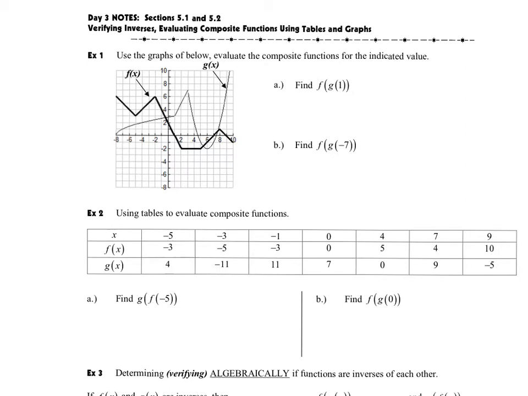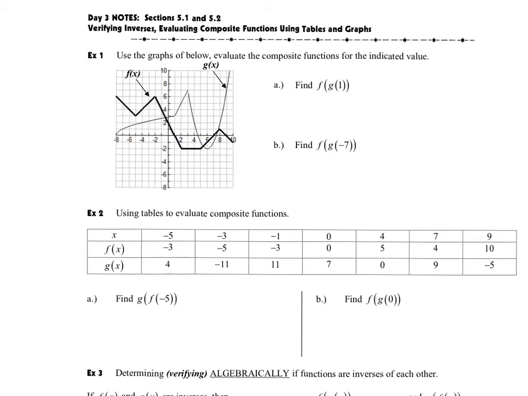On this page of notes, we're going to wrap up our sections 5.1 and 5.2, and we're going to look at evaluating our composite functions in terms of using a graph and using a table. We're also going to look at verifying functions algebraically. Our work with our tables and our graphs also can help us understand a little bit better how the domains work and how to work backwards on some of these. All right, so let's jump into our first examples here with our graph.